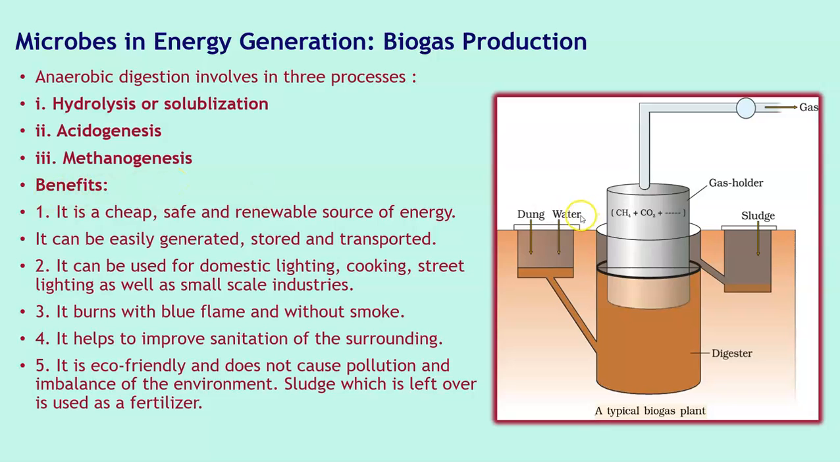Now, what is the benefit of biogas production? It is a cheap, safe, and renewable source of energy. It can be easily generated, stored, and transported. It can be used for domestic lighting, cooking, street lighting, as well as small-scale industries. It burns with a blue flame and without smoke. It helps to improve sanitation of the surroundings. It is eco-friendly and does not cause pollution and imbalance of the environment. Sludge, which is left over, is used as fertilizer.